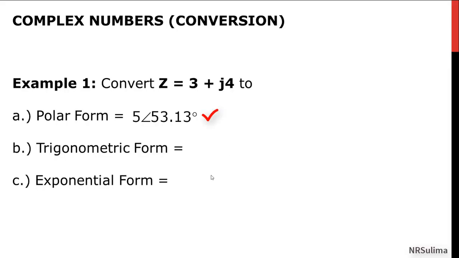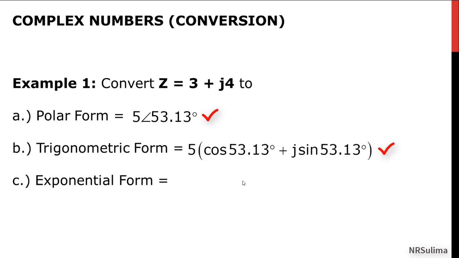And for letter B, use the formula for trigonometric form. Our final answer should be equal to 5 quantity cosine 53.13 degrees plus j sine 53.13 degrees. For the exponential form, we need to convert 53.13 degrees into its equivalent radian angle so that your final answer should be 5 exponential positive j 0.9273.